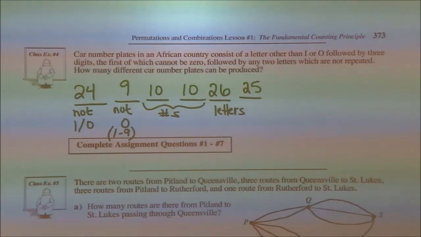And it could be that I's and O's are specifically reserved for governmental plates. And that could be why. That could be the only reason why the I's and the O's are not allowed.